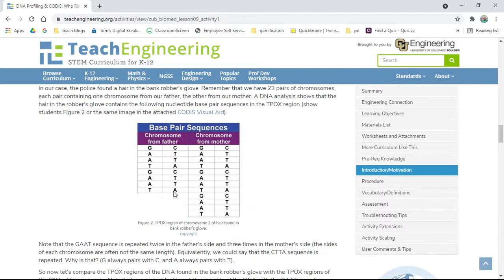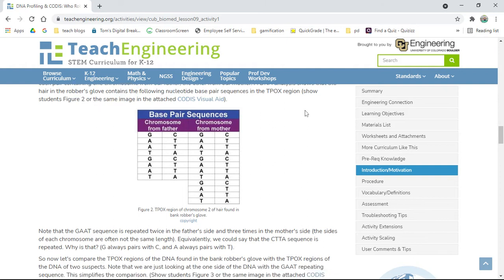These are the gene sequences in the chromosome from the father, the chromosome from the mother. You can see the letter gene sequences, which you learned about in the last lesson and in biology. Anyway, so that is from the DNA found on the hair.